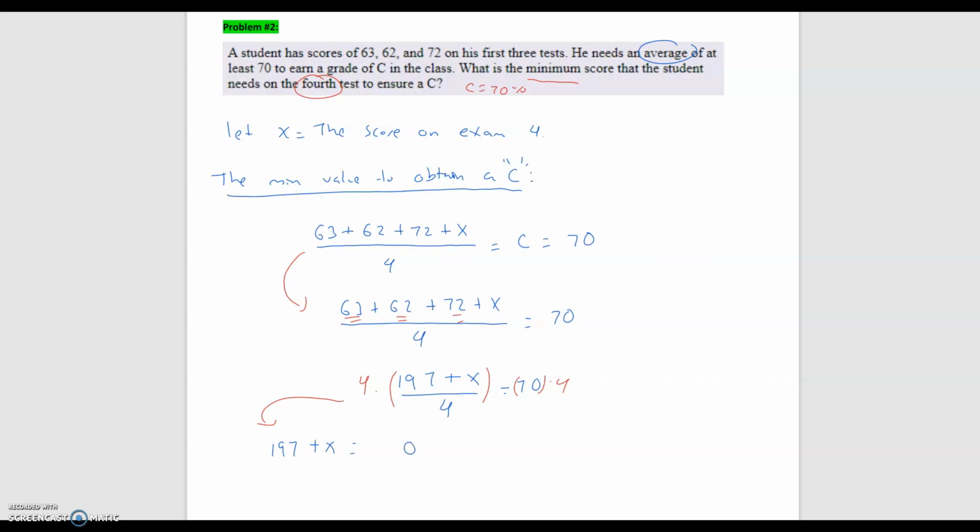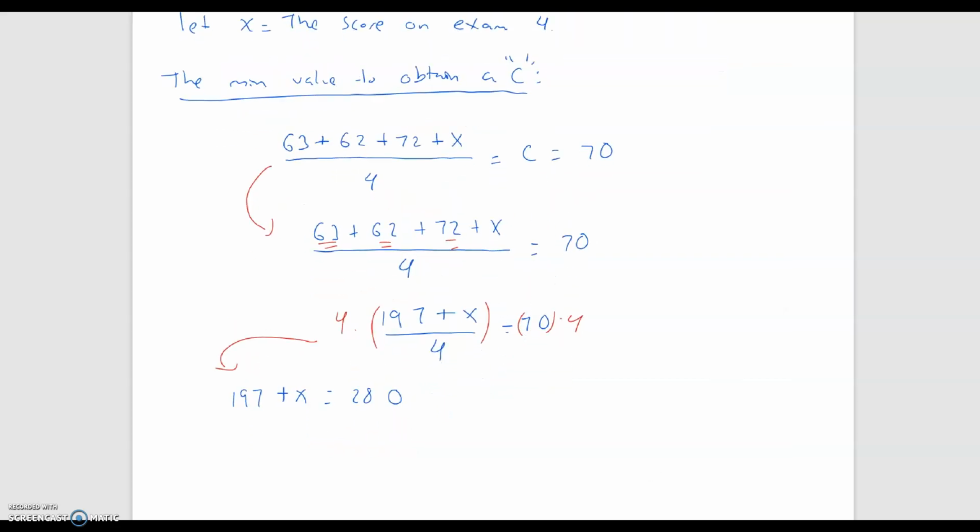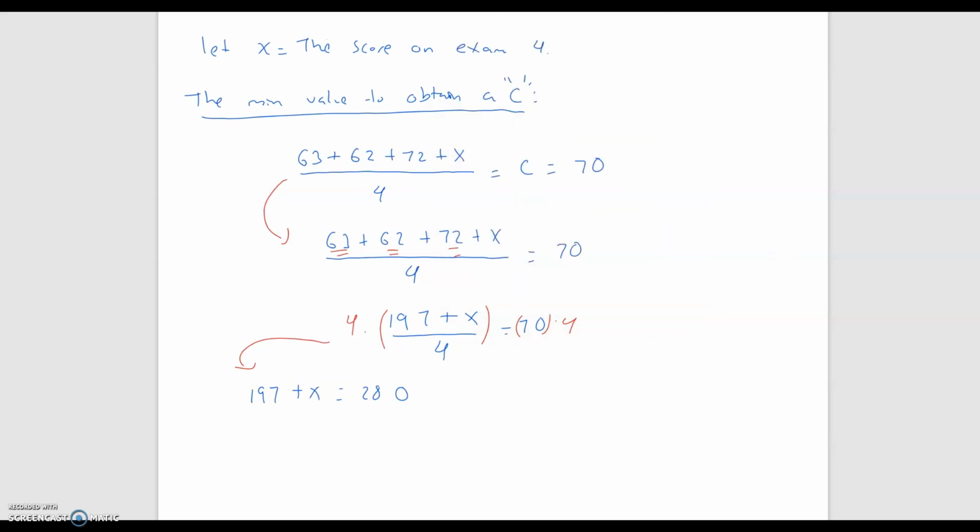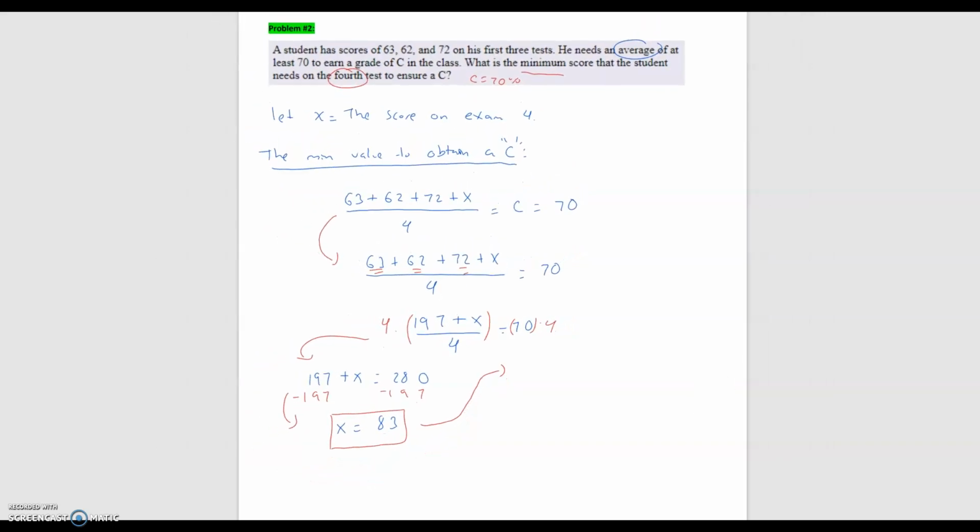I'm getting 280. And then at this point, let me subtract the 197. So we're gonna end up with, in this case, x is equal to, and by doing this subtraction, I'm getting, well, a 3 here, and then we have to borrow, I'm getting an 83. Okay, that's actually it for this one. They do want it in a sentence, your final answer.